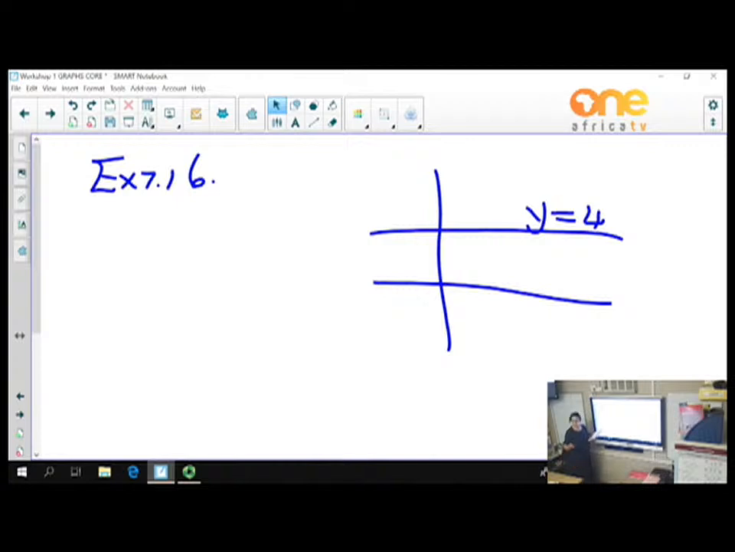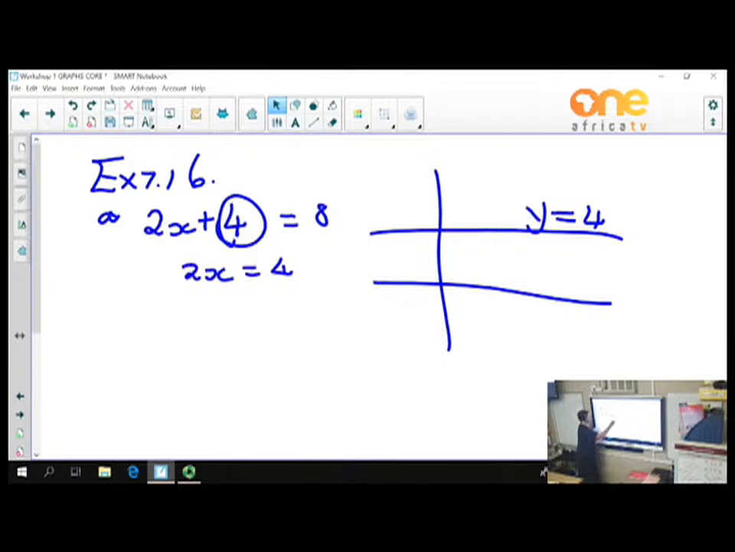So what will it be? Coordinates is solving simultaneously. This one is actually very easy because you can just say 2x plus 4, so I substitute the 4 in y's place, is equal to 8. So the value of x is then 2. X is equal to 2. So what is the coordinates? Because they want coordinates, you must give it as a coordinate. Read the question. So it will then be 2, 4.